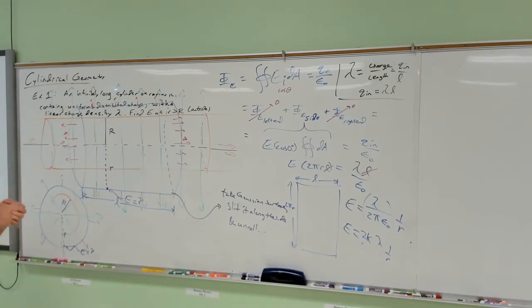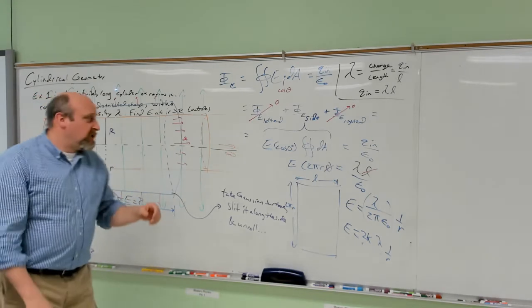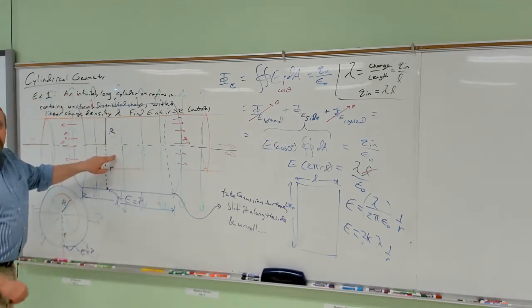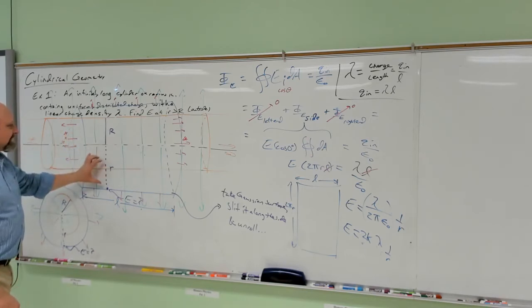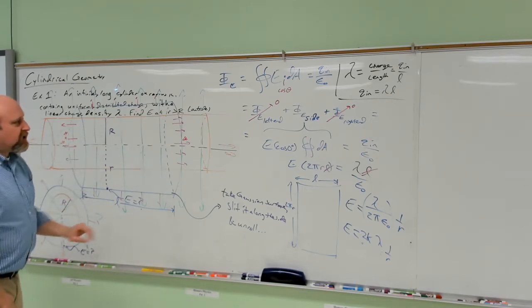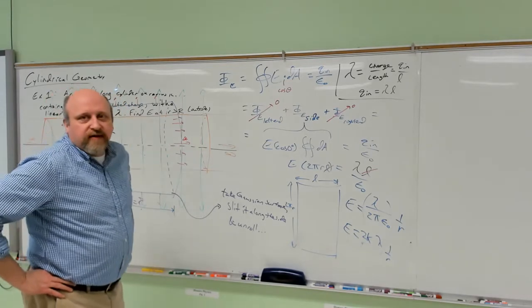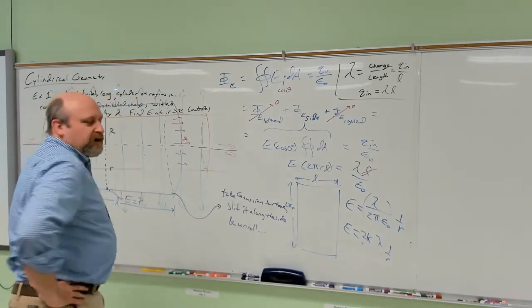Let's do another case. That's going to be just like this, but now we're trying to find the field where? Inside. So I want to find the field at little r less than big R. Am I going to draw all over my old problem on top of it, or am I going to make a new diagram over there and rotate the camera? What do you think?